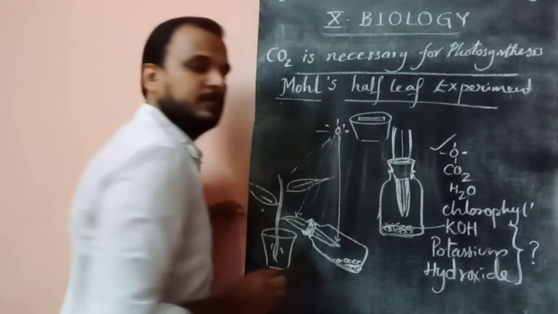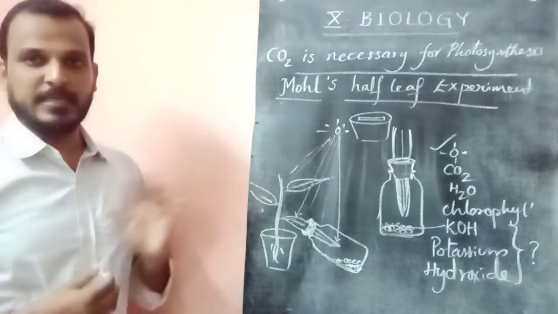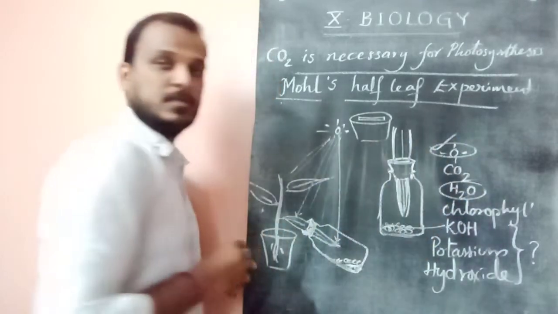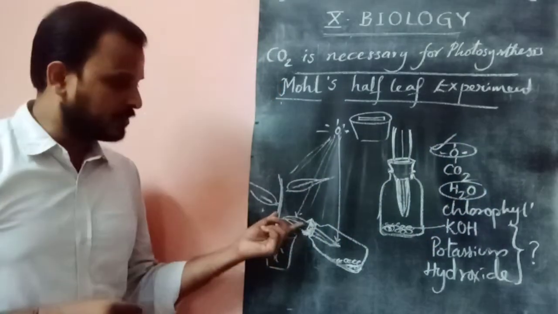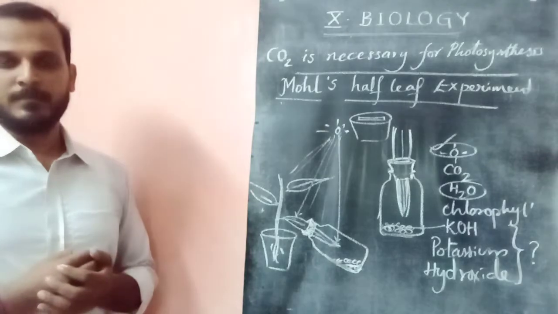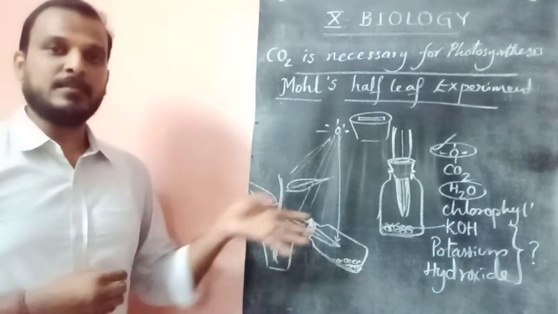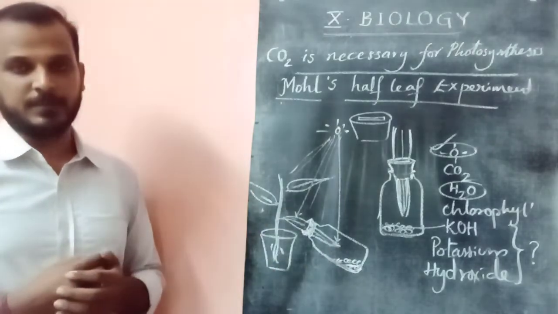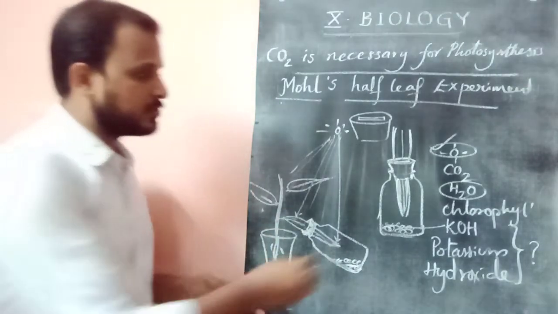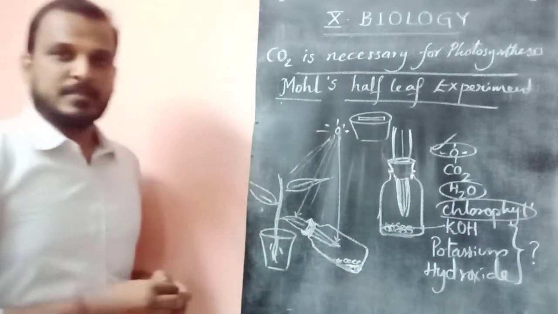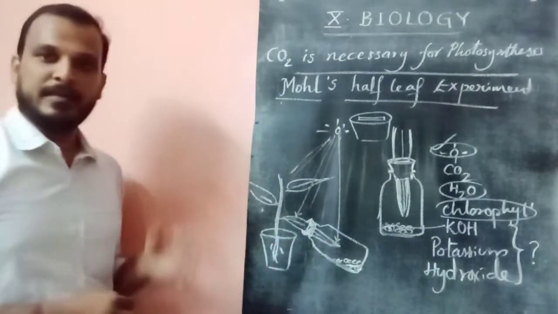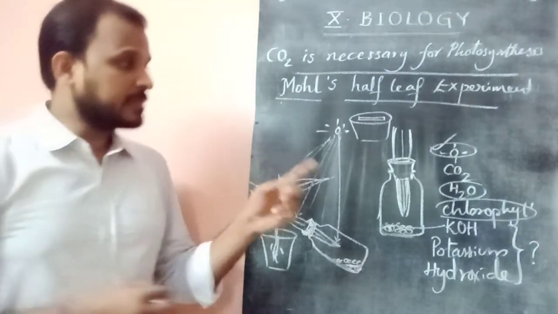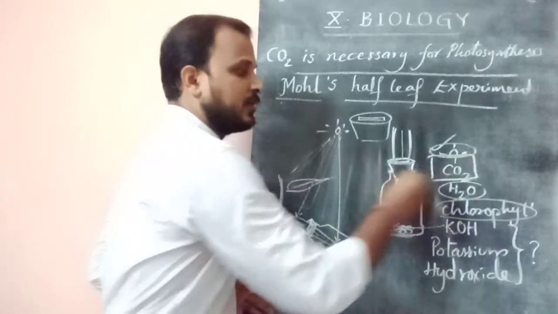Sunlight is available for both the parts of the leaf, inside and outside. Water is also available. Is it or not? Through roots the water is going into the leaf and all these parts. The leaf is not cut. If it is cut, the second part cannot get water. The leaf is still continuous. And the next factor is chlorophyll. Chlorophyll is present, yes, the complete leaf is green in color. Yes, chlorophyll is existing.